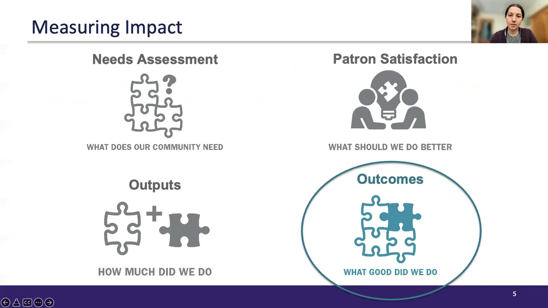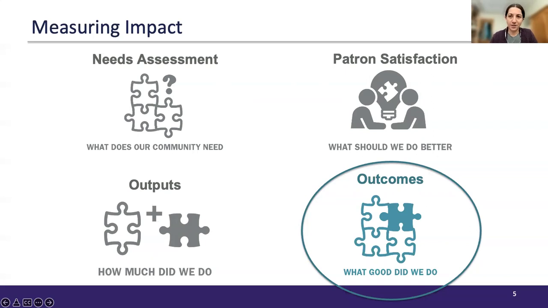Needs assessments help answer the question, what does our community need? Patron satisfaction surveys help answer the question, what should we do better? Outputs help answer how much did we do? And outcomes, again, help us answer what good did we do? Adding outcome data to your impact story helps to drive decision-making and strategic planning.